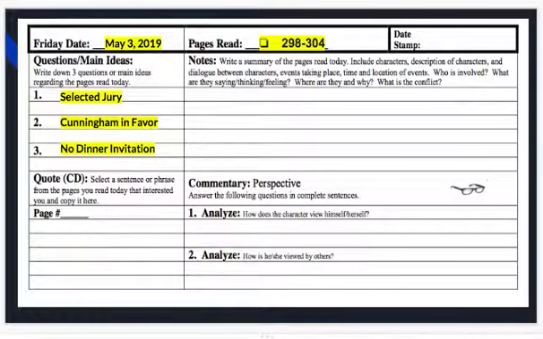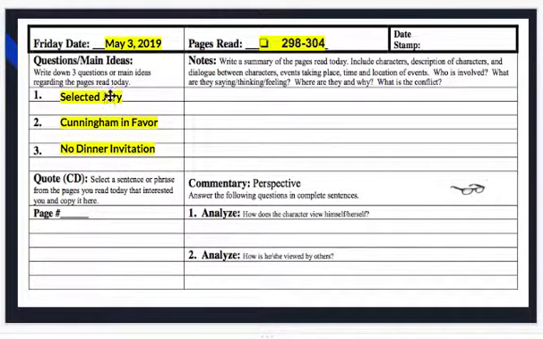And your sub will not stamp Thursday's portion. So for those of you who did not get a chance to write your summary for Thursday's section, this is your opportunity right now to take advantage of it. So when you turn it in come Monday, I will not mark you down or penalize you for this area. So for Friday's section, it is May 3rd. The page continuing in chapter 23 is pages 298 to 304.